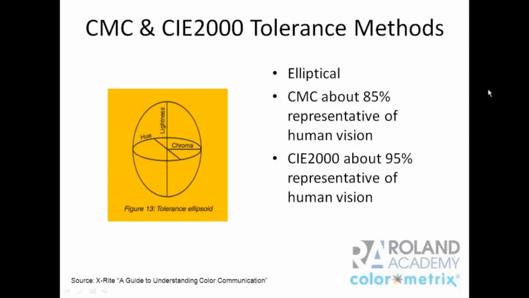And the original elliptical tolerancing method was CMC, and that basically related about 85% to the human eye as far as accuracy in discerning colors, mathematically versus visually. And then the more recent CIE 2000 is about 95% representative of human vision. So they're getting very, very close to matching the human eye.